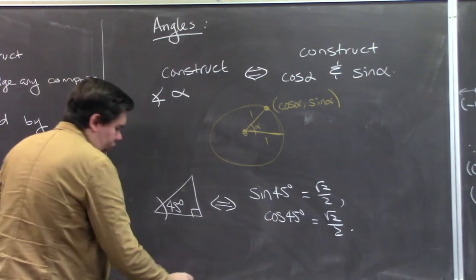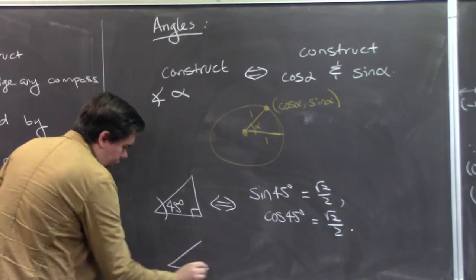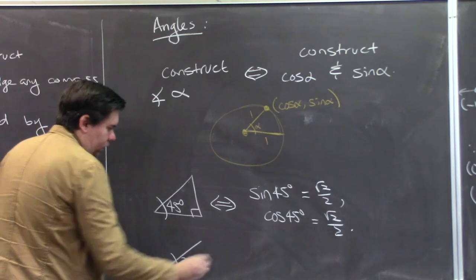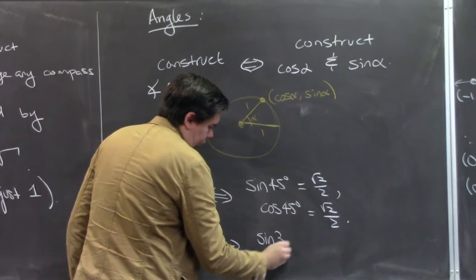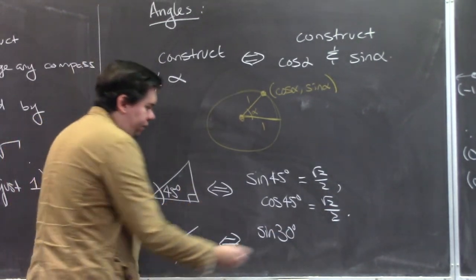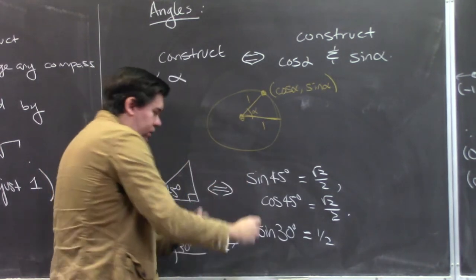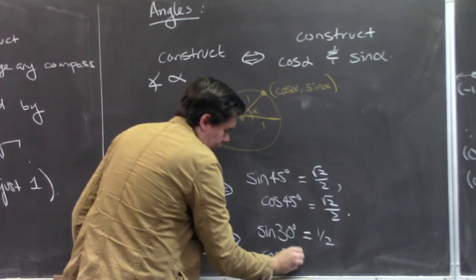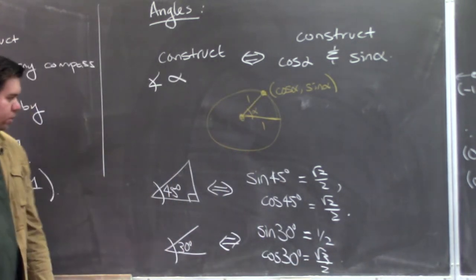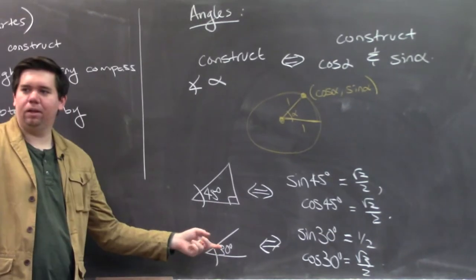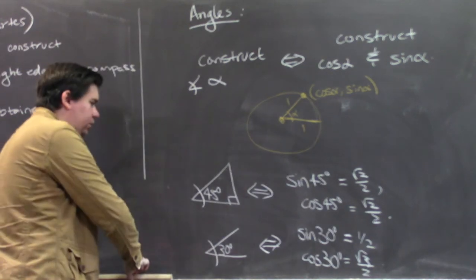Or someone mentioned this 30, 60, 90 triangle a minute before. So if you have a 30, 60, 90, you can make angles of 30 degrees. So why can we do this? Well, your sine of 30 degrees is just a half. So that's here at a half. And the cosine is further out. Cosine of 30 degrees is just root 3 over 2, right? So that's why we can actually construct 45 and 30 degree angles. Okay. But it's more than just angles.